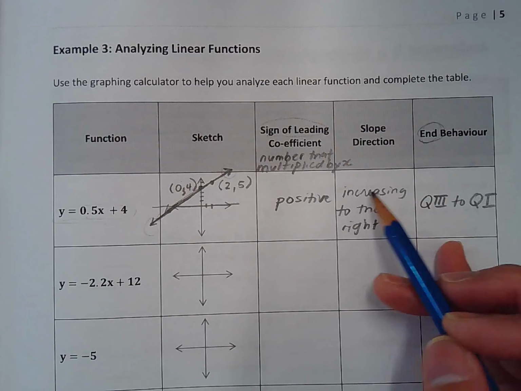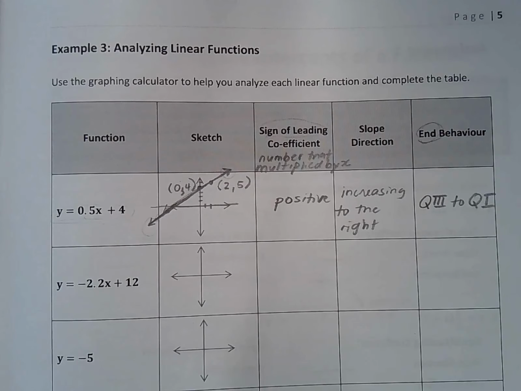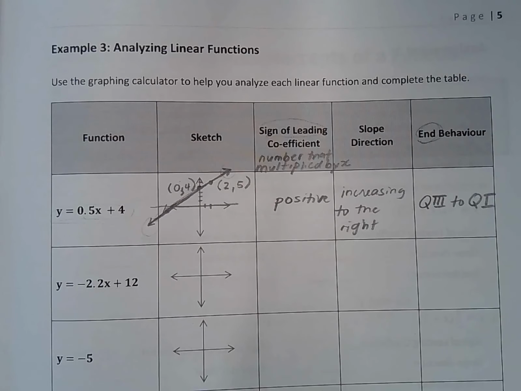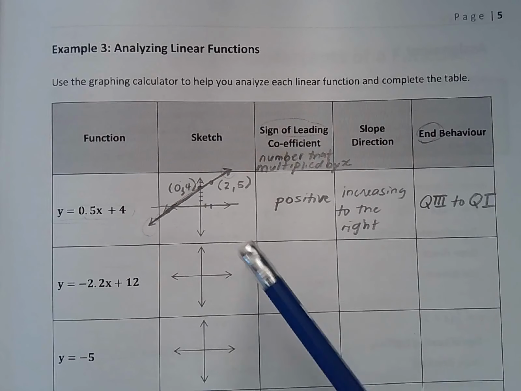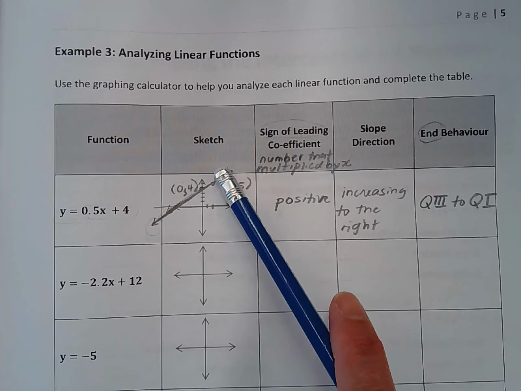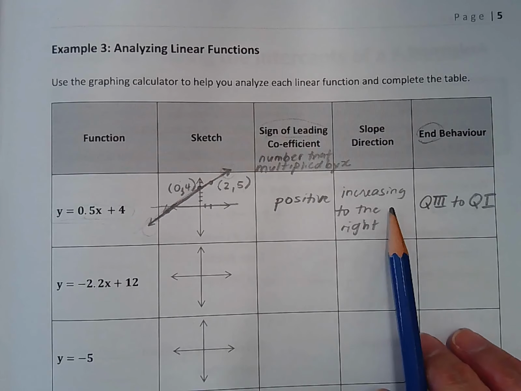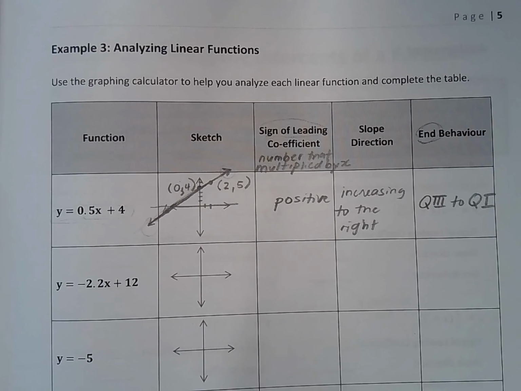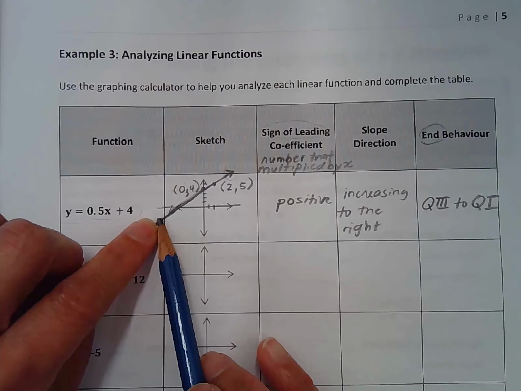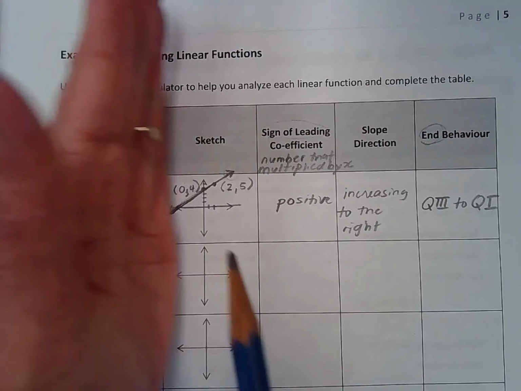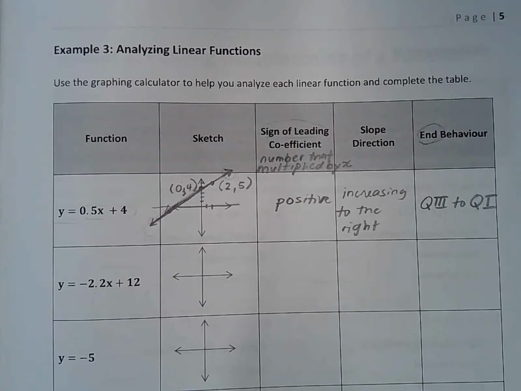I want to say increasing to the right. The reason why I'm saying that is because not everybody reads it to the right. Some people are saying it's decreasing to the left. If you want to say increasing, that's okay, because I understand you're reading it always from left to right. Yes, that's fine.